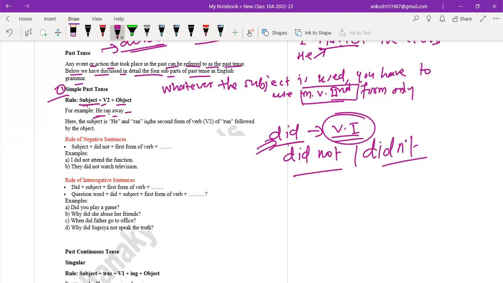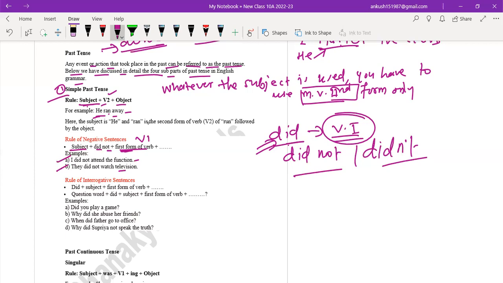Like this, the structure would be subject plus did plus not plus first form of the main verb. See, it is written first form means V1, whereas it is written here V2. Understood? There is no rocket science to be understood in this. I did not attend the function. Understood? Yes, sir. They did not watch television. Suppose without did, if you have to use, it can't become negative.